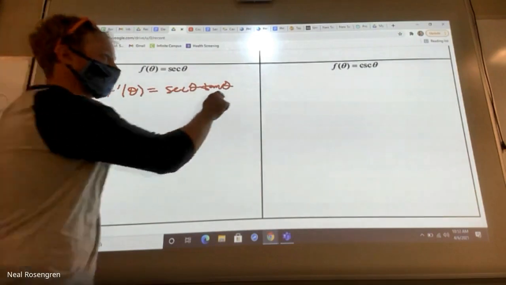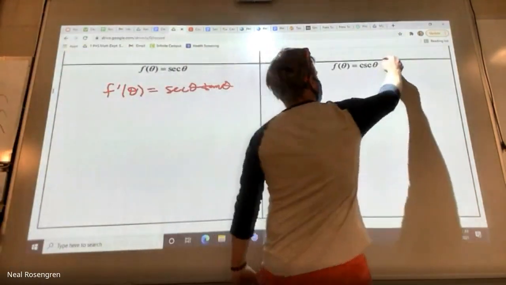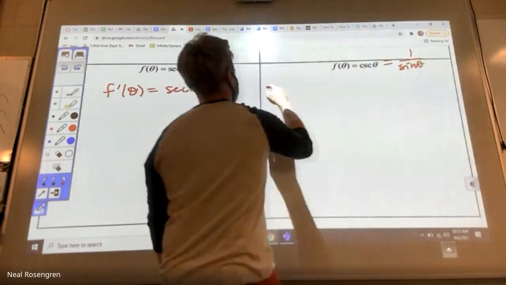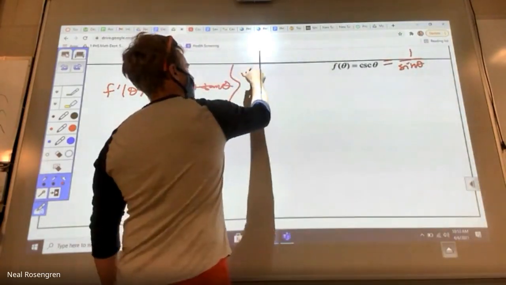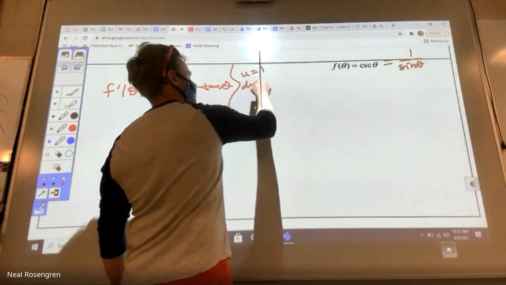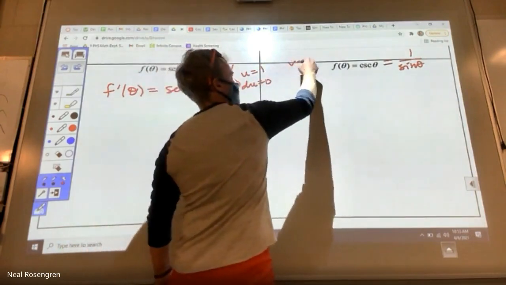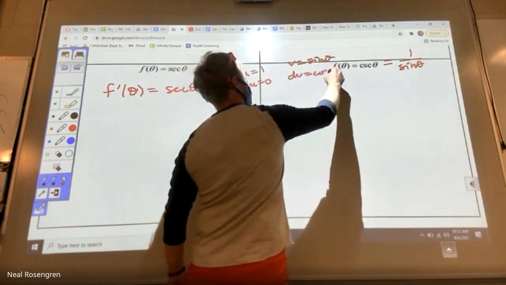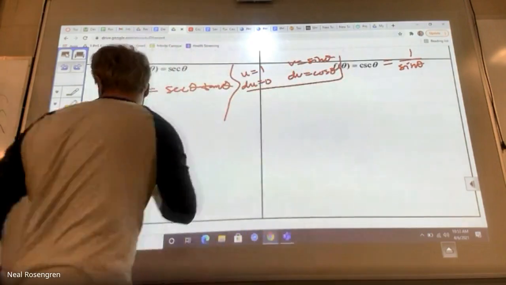Okay, let's see. So let's rewrite it as 1 over sine. So u is 1, so du is 0. So v is sine, so dv is cosine. Cool, that's what I got. Good start.